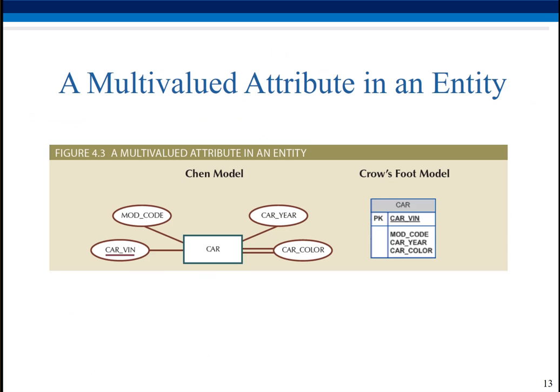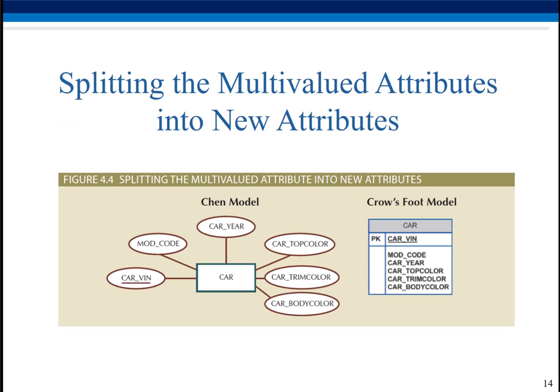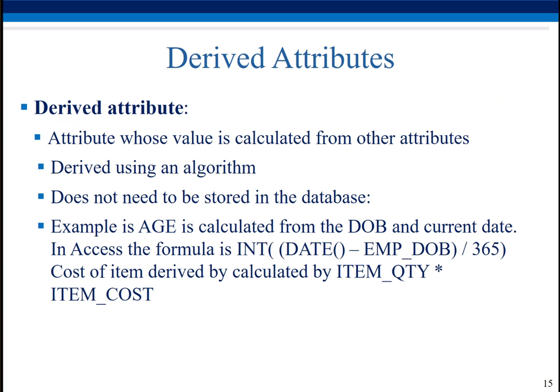Notice that we have car color, and that's a simple thing. We think of a car color as blue, red, green, or whatever it is. However, what if the top is different than the body, or the trim is something different? So here we have a multi-valued attribute broken down into new attributes, which makes more sense over here. And you could even have a separate entity for it, but it's just easier to do it this way.